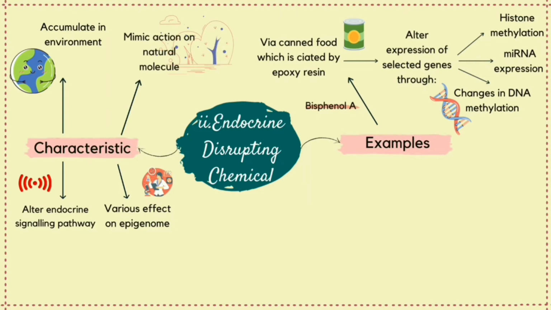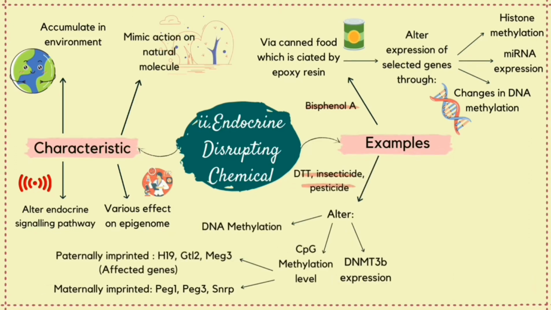This compound can alter the expression of selected genes via histone methylation, microRNA expression, and changes in DNA methylation. Other examples are DDT, insecticides, and pesticides. These EDC compounds can alter DNA methylation, the level of DNA methyltransferase, which is the DNMT3B expression, as well as affecting the CpG methylation levels.